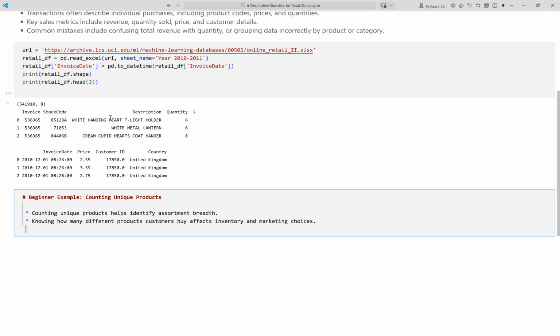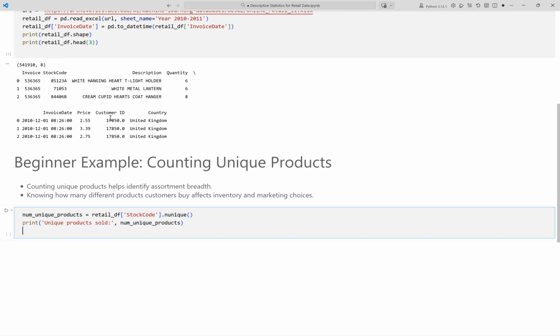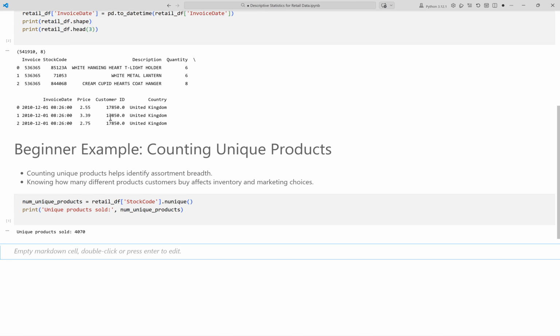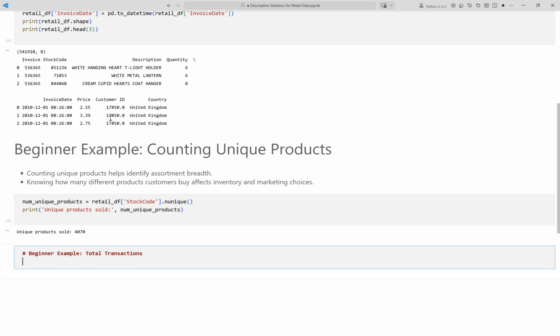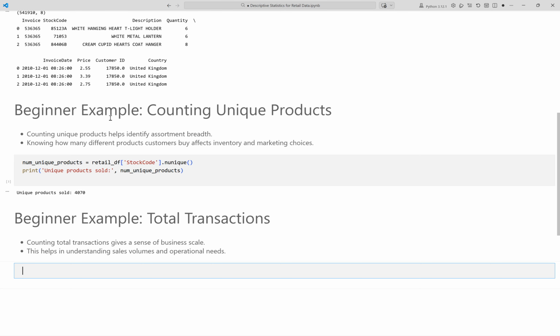Beginner example, total transactions. Counting total transactions gives a sense of business scale. This helps in understanding sales volumes and operational needs. Running the cell now. We count how many unique invoices exist in the dataset, each representing a retail transaction. We print the total count of unique transactions over the period.